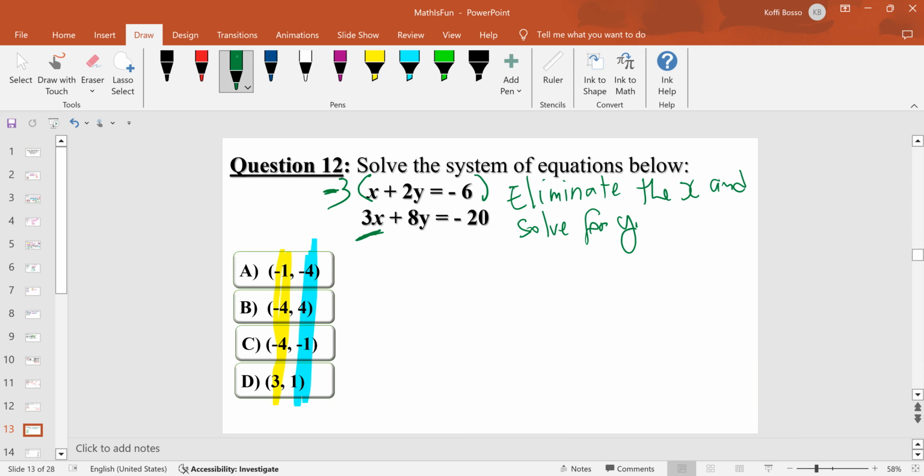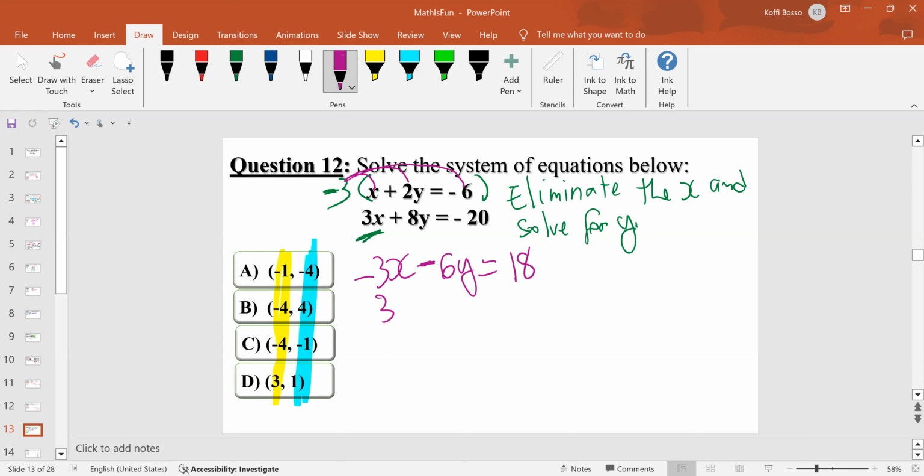We already have a 3x here, so we need a -3x for the other x. But we need to multiply the entire equation by -3 to keep the balance. That means we're going to have -3x minus 6y is equal to +18. Understand that I multiply the -3 by x, I multiply the same -3 by 2y, I multiply the same -3 by -6 to get this.